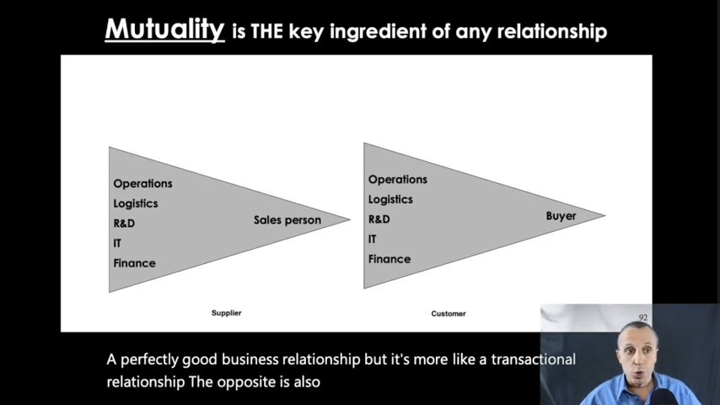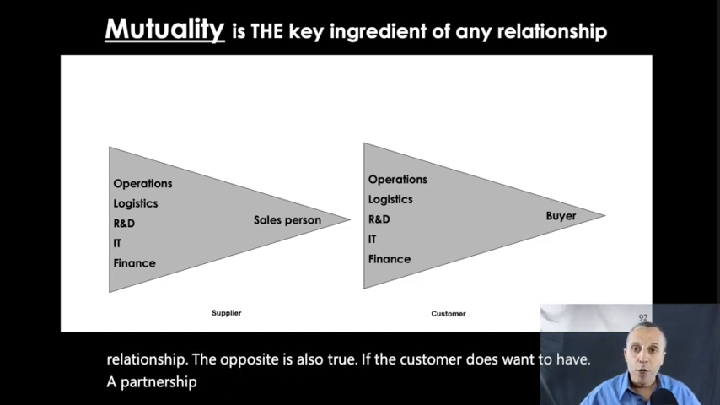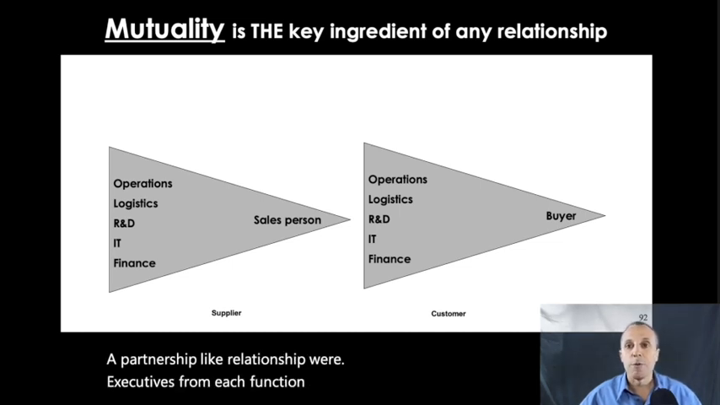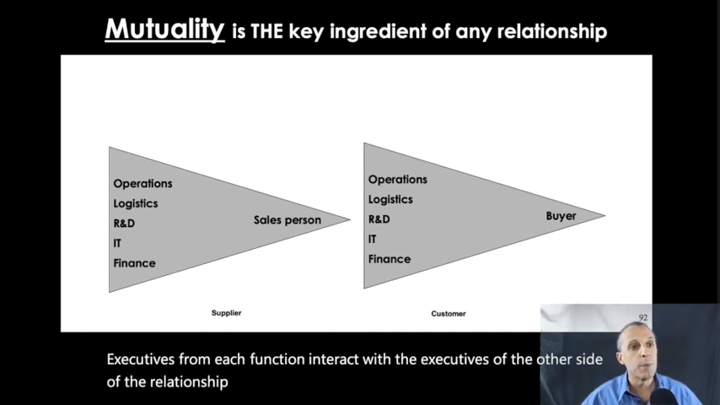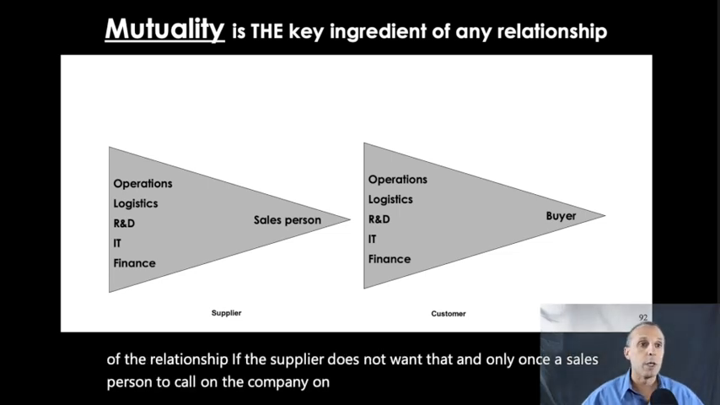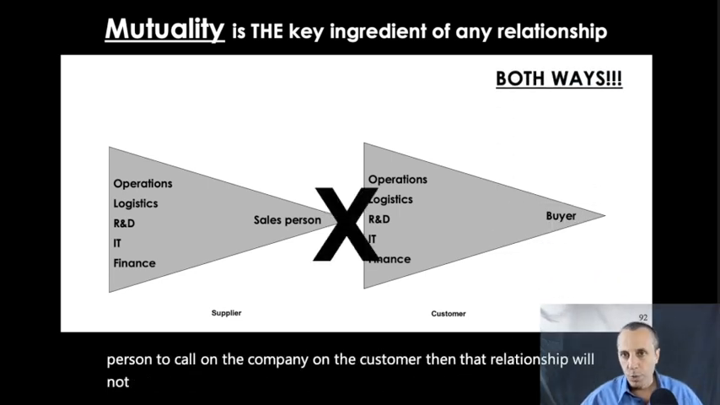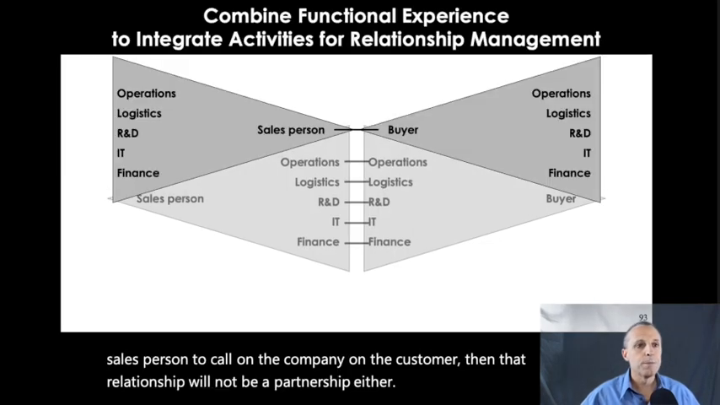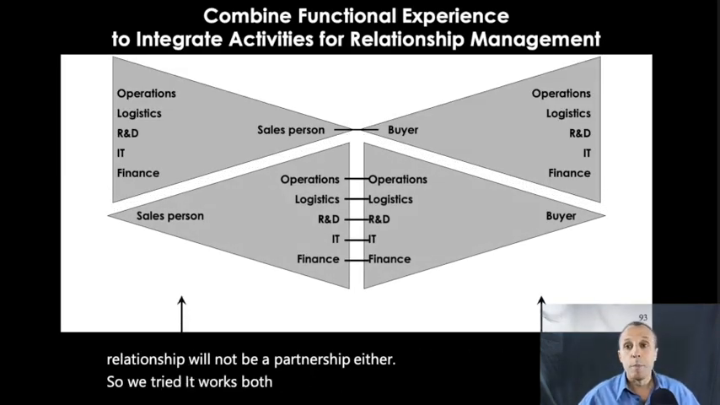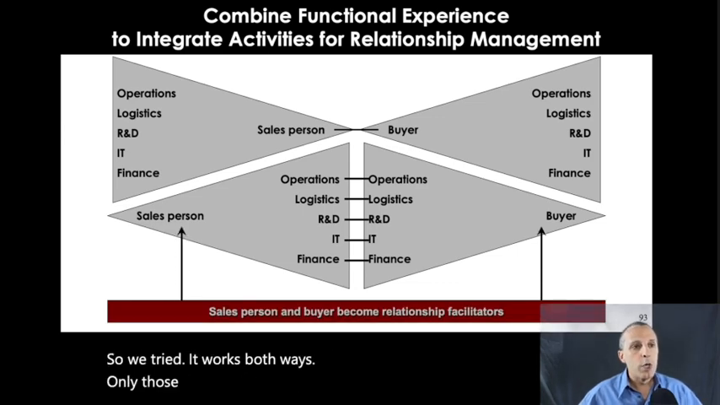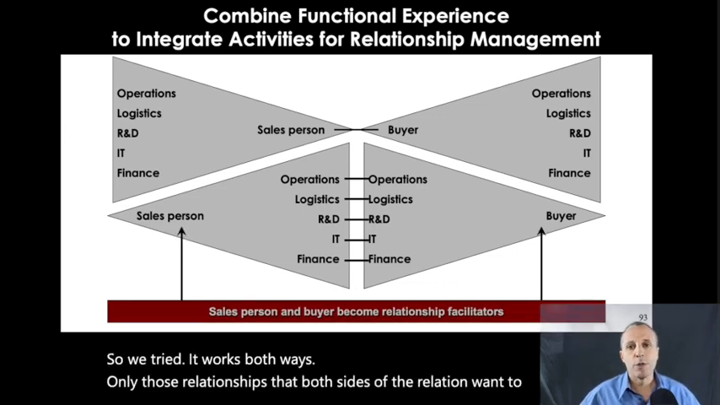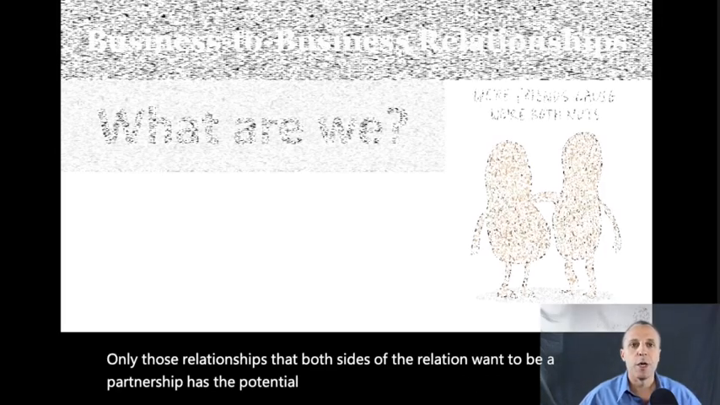The opposite is also true. If the customer does want to have a partnership-like relationship where executives from each function interact with the executives of the other side, but the supplier does not want that and only wants a salesperson to call on the customer, then that relationship will not be a partnership either. So mutuality works both ways. Only those relationships that both sides want to be a partnership have the potential to become a partnership.